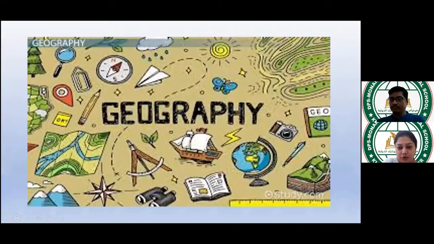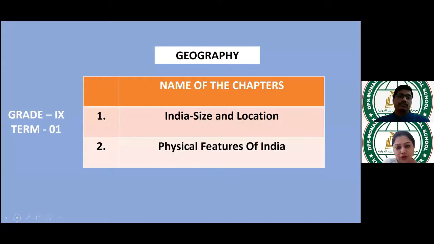So I will be briefing you about the revised syllabus for geography. For term 1, grade 9, we have only 2 chapters in geography, which account for a total of 10 marks as a component of SST as a whole. So these two chapters will be India, size and location, and physical features of India.